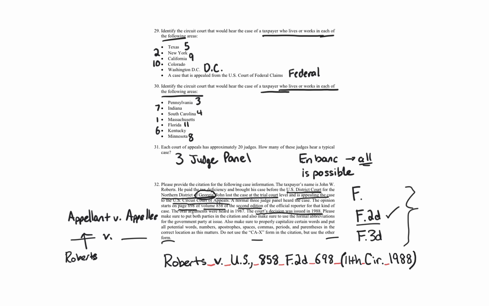Let me just write out what the other circuits would look like. You have first, second, third, fourth, fifth, sixth, seventh, eighth, ninth, 10th, 11th. What about DC and Fed? DC and Fed would be D period, C period, space, circuit, same with that.